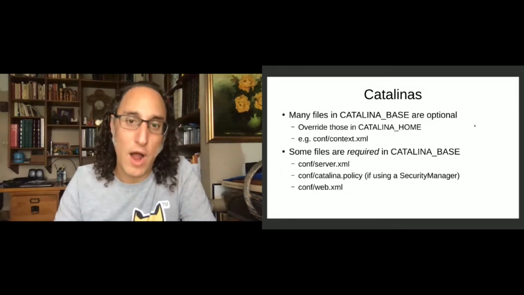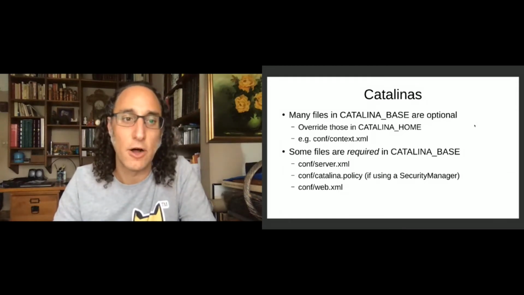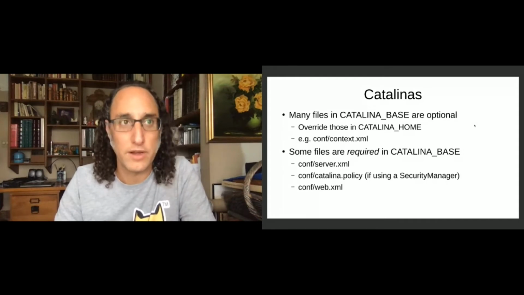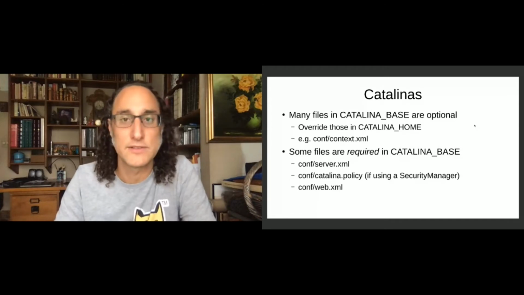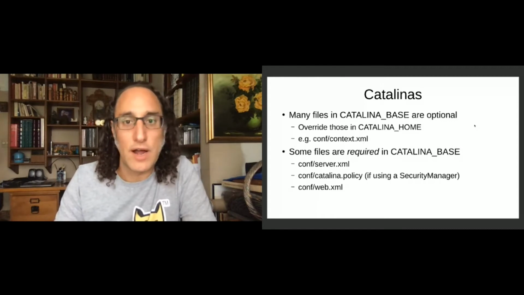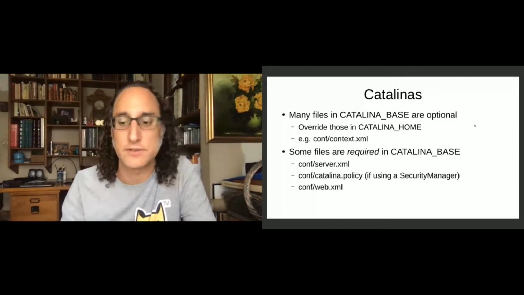Some files are required in CATALINA_BASE. Almost by definition, the server.xml file is required. The whole point of having a separated CATALINA_BASE is to host that file and the other files that are nearby. There are ways to override some of these things using configuration and system properties and environment variables, but that's where these files are expected to be.